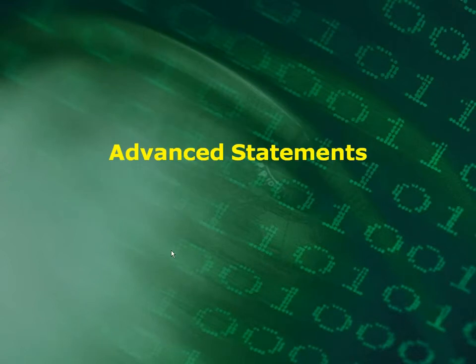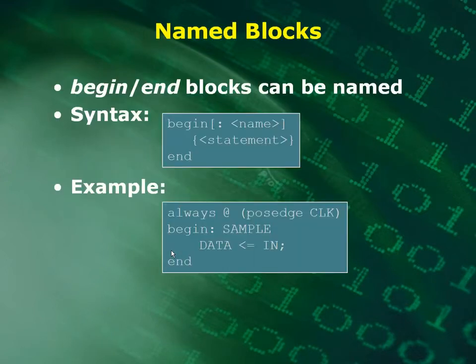Let's take a look at some more advanced statements now. And the first are named blocks. So you've noticed before that you can have a begin and an end block where you put one or more statements between the beginning and the end. You can also optionally name that block, okay, by putting a colon and then a name. So here we have an example. Here we have a begin-end block for this always statement, and we've named it sample. So that's how you can name a block.